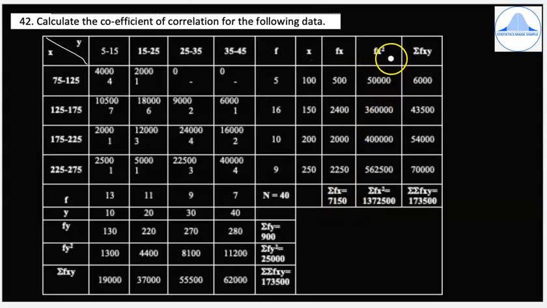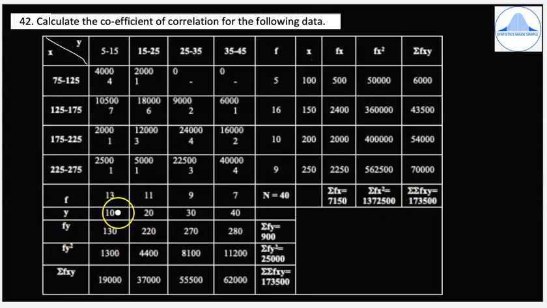Next, find out fx square. So how do we get fx square? It is fx into x. So 500 into 100 is 50,000. Then 3,60,000, 4 lakh, 5,62,500. Then add up all these values. You'll get summation fx square, that is 13,72,500.